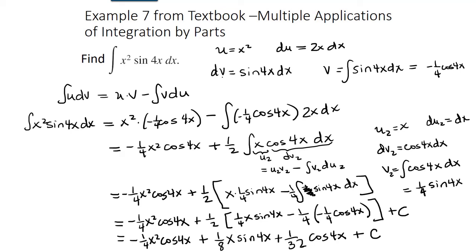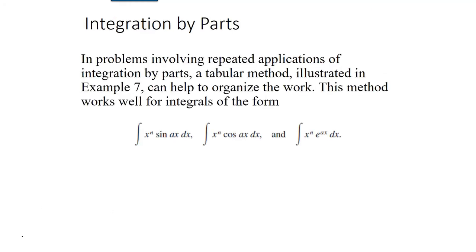So you can imagine that if we had had x to the 4th or 5th in the beginning in our integral, we would have had to apply integration by parts a bunch of times. And so that can get very messy and it's easy to make a mistake. This comes up a lot when you have forms like this, x to the n times a sine or a cosine, or x to the n times e to the ax. So you want to keep this idea in mind when you see those formats.